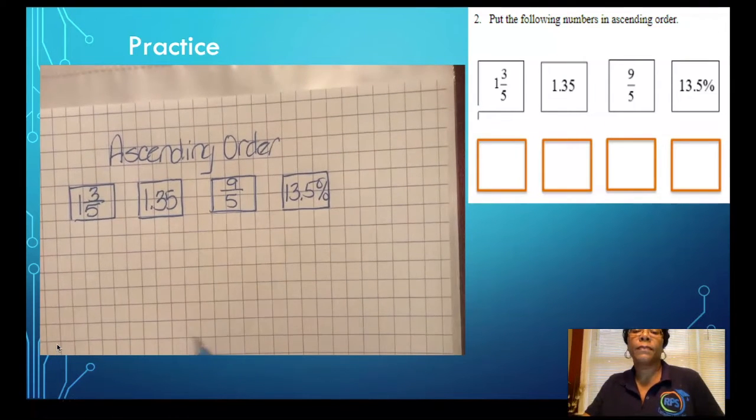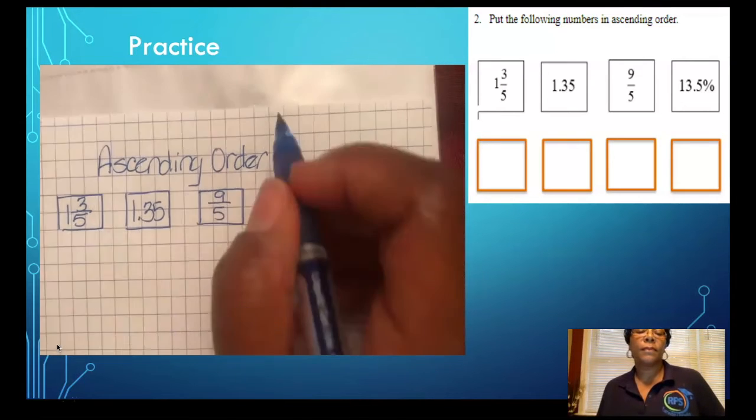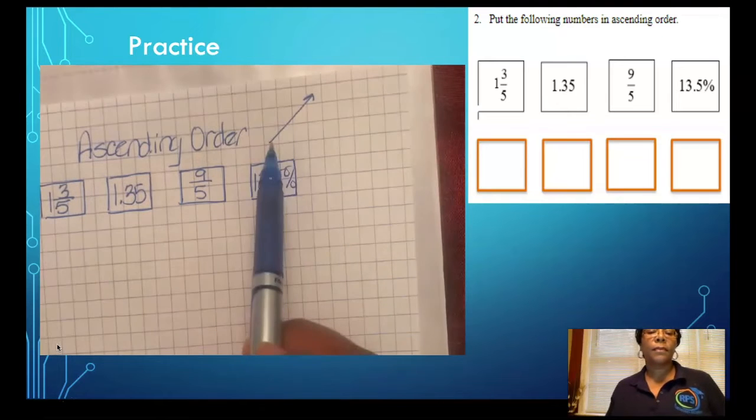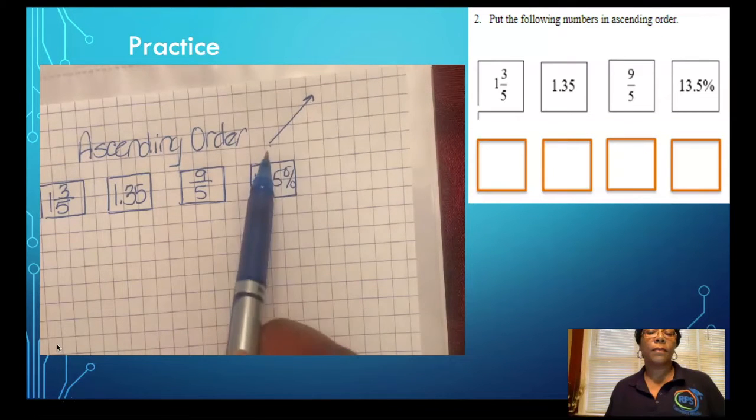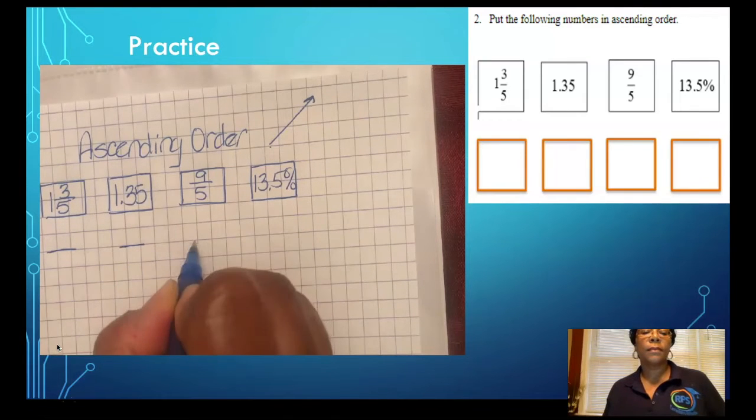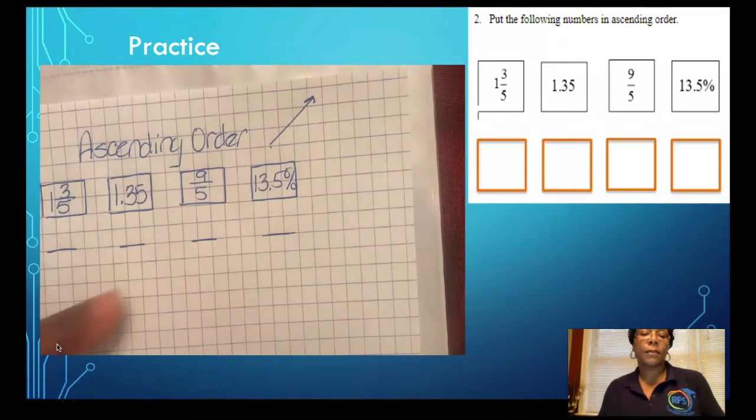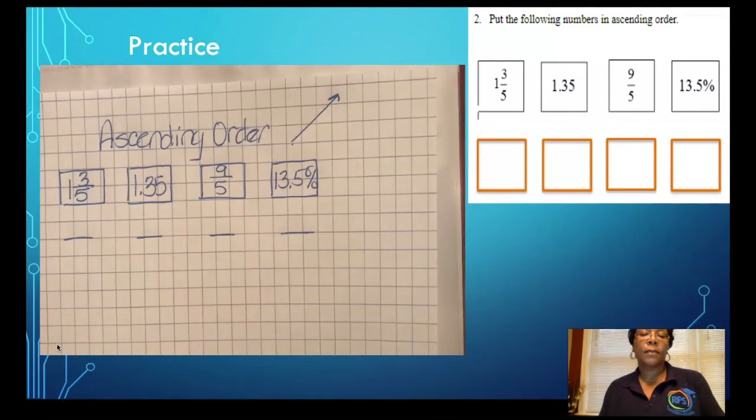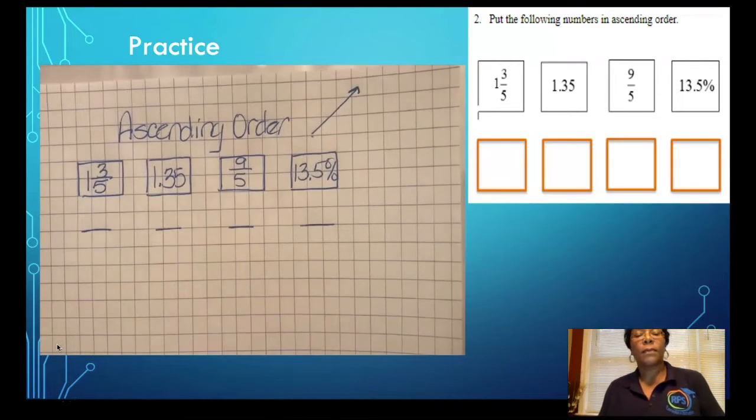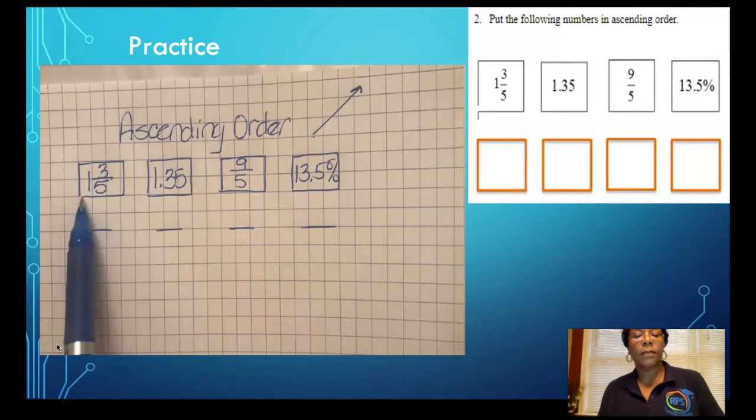This practice problem says we're going to place all of our rational numbers in ascending order. Ascending means we're going up. I'm going to draw a picture to remind me that I'm going up, starting from my lowest level to my highest level, from smallest to largest. I'm also going to put a blank line here, so I can put all of my common forms underneath the original forms. I want to do that so that when I rewrite it, I won't mistakenly miscommunicate what my original forms are. So I'm going to start with 1 3/5.